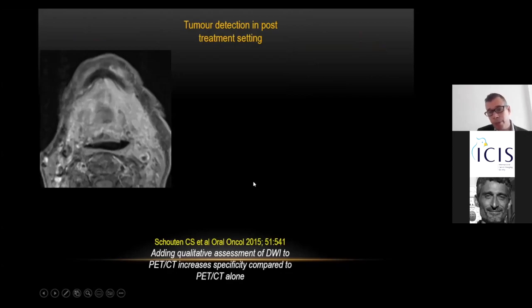I mentioned the post-treatment setting and how useful it is. We've really lost many of our markers of defining pathology in this situation because we've got so much disturbance of the adjacent tissues and adjacent tissue planes. I often show this to some of my trainees and ask them to tell me which side of the base of tongue this recurrent tumor is affecting, knowing full well that I wouldn't be able to do it.